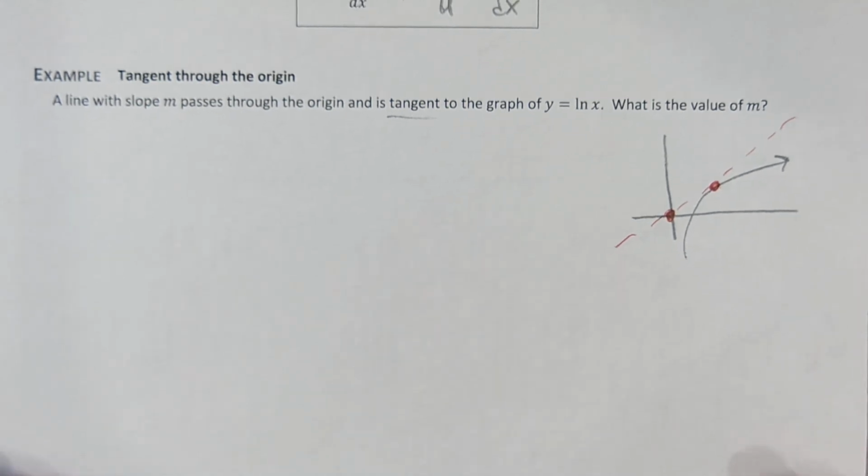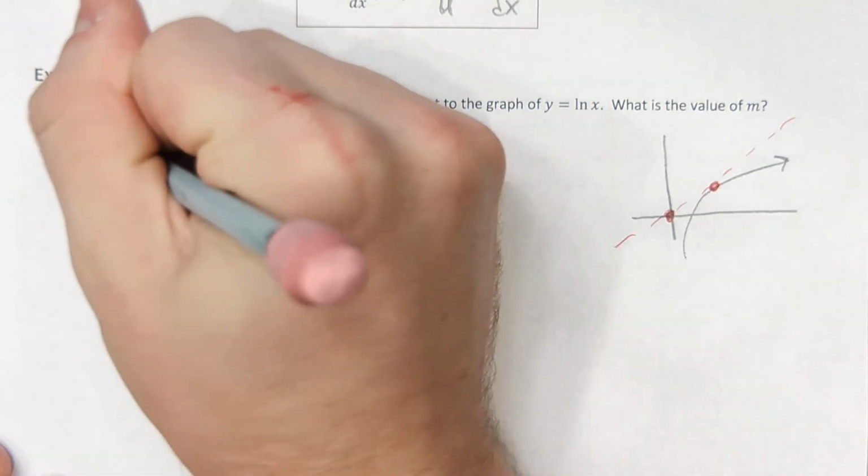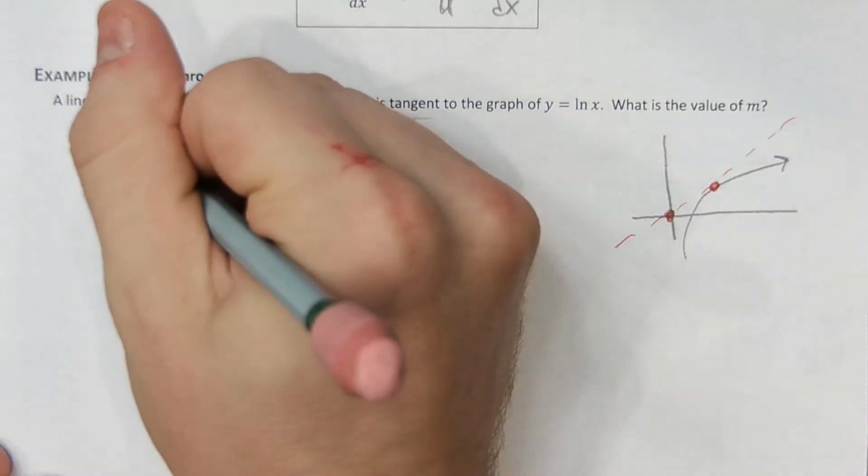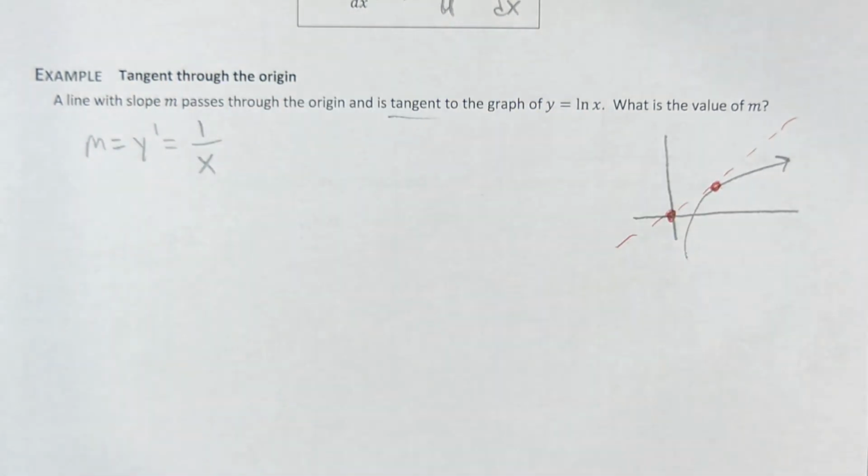Well, how do we accomplish that? First things first. You know that if it's tangent to the ln of x, it has the exact same slope as the ln of x. That means its slope, m, must be y prime, which is 1 over x. So we know the slope is 1 over x, but we want to know the actual value for it.